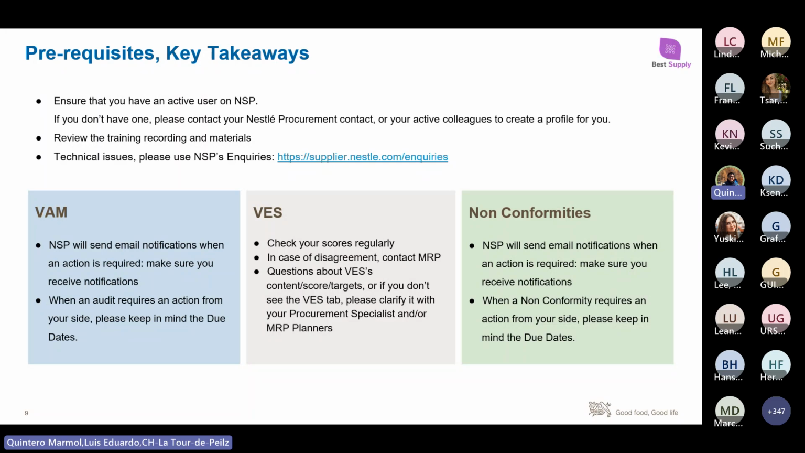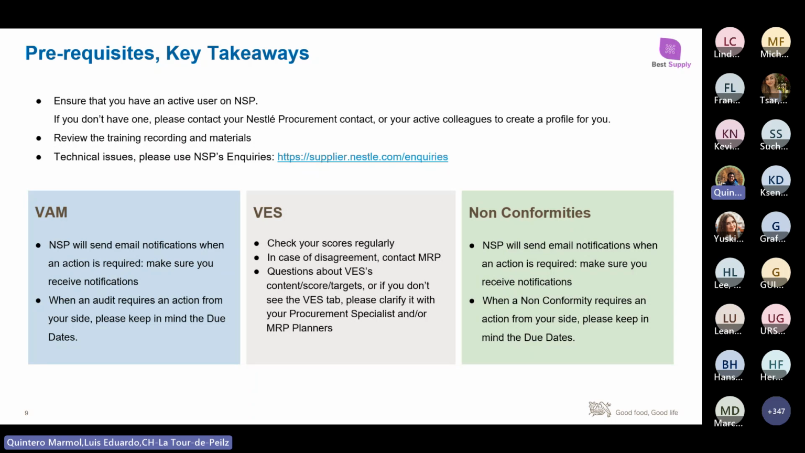Key takeaways for each of the three modules we presented today. For vendor audit management, the audits that you will have for your vendor sites, you will get notifications each time the auditors have marked an open point from the audit. Then you will need to close your open points: put corrective actions in place and upload the respective evidence inside of the portal, so the auditors can also close these open points in our system.